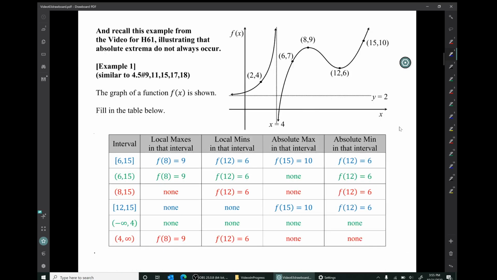And recall from the video for homework 61, this example that illustrated that absolute extrema do not always occur. We have a number of intervals such as this one, that green chunk of the graph without its endpoints. A number of intervals like that where an absolute max or min did not exist.